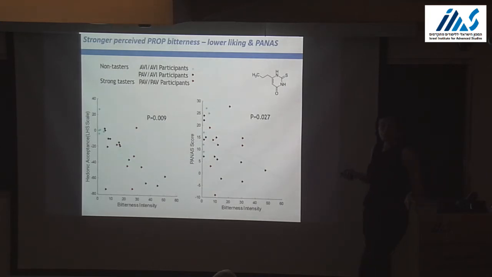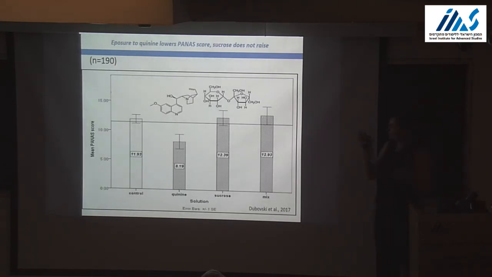And if we repeat this with PROP, like PTC, where you have tasters and non-tasters, we see that the non-tasters like the solution more and also don't have a strong effect on their mood. However, the strong tasters dislike the solution and also have a decrease, less significant, but still significant, in their immediate mood. And this is why I wanted to show you, because then we did it not within the same person, but just took different groups of people. One group tasted quinine, another group tasted sucrose, and another one tasted a mix.